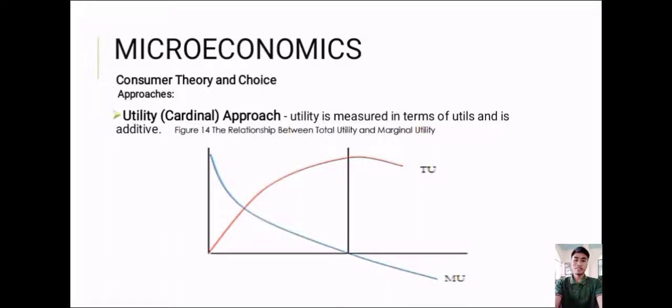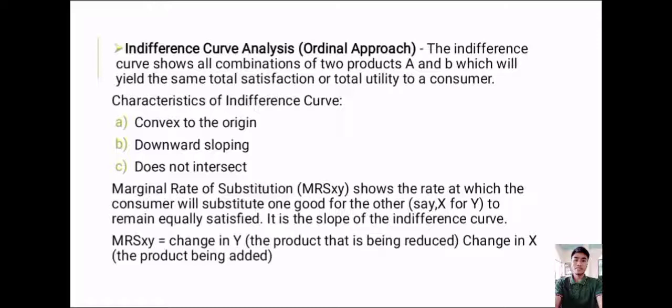Microeconomics: consumer theory and choices. Utility, cardinal approach: utility is measured in terms of utils and is additive. In indifference curve analysis, the ordinal approach, the indifference curve shows all combinations of two products A and B which yield the same total satisfaction or total utility to a consumer. Characteristics of indifference curves: convex to the origin, downward sloping, and do not intersect. The marginal rate of substitution shows the rate at which consumers will substitute one good for the other, say X or Y, to remain equally satisfied. It is the slope of the indifference curve.